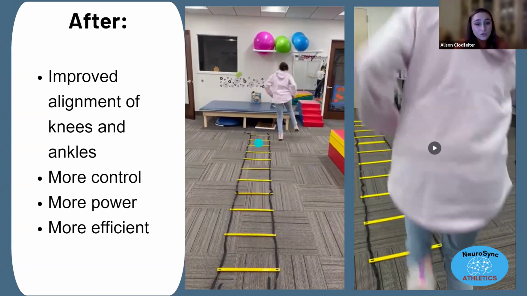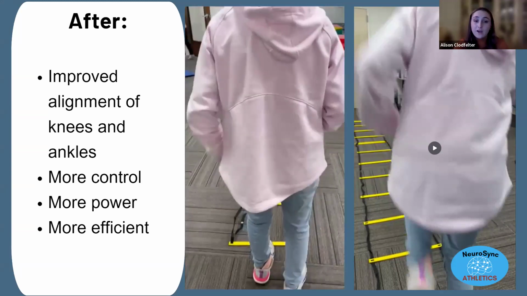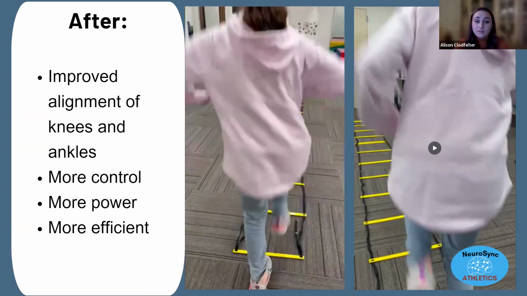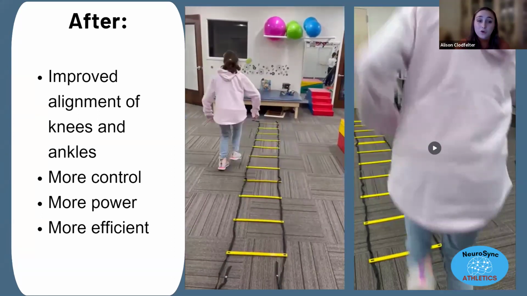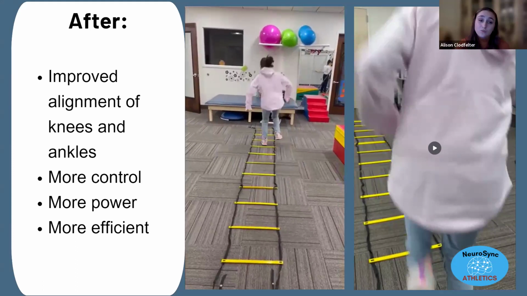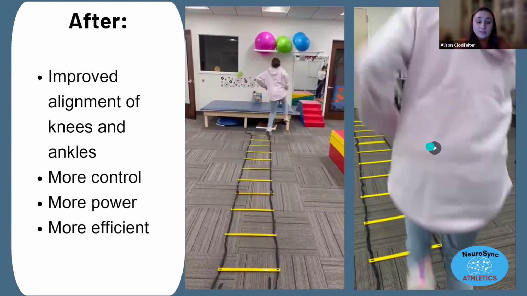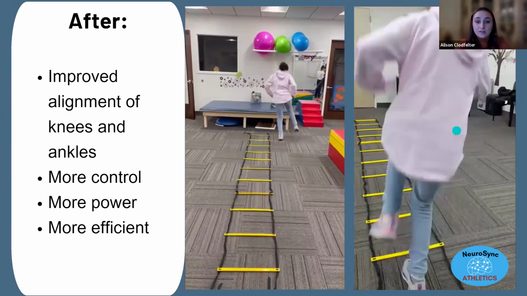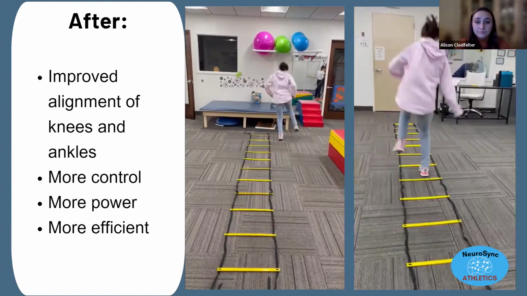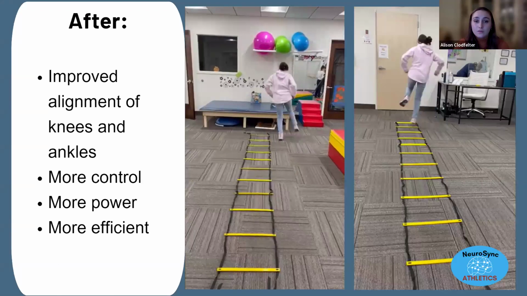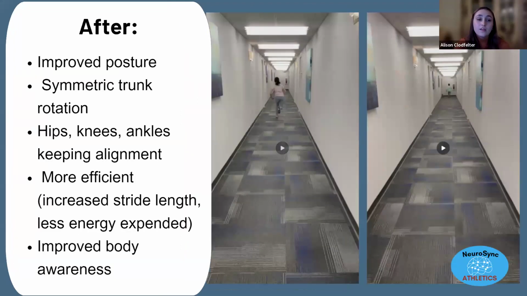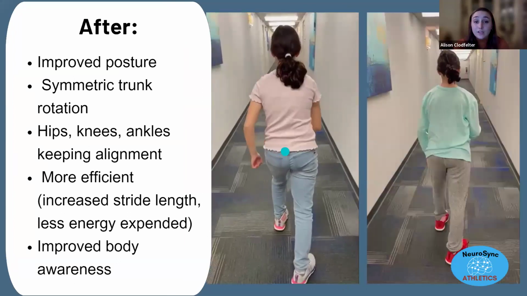So she has more control, much more power. So see how much further she can hop. So she's gaining more ground with less work, so she's more efficient. And same thing on this other side here. And this is even faster, which is awesome. So she looks great. And here's an example of her running after as well.